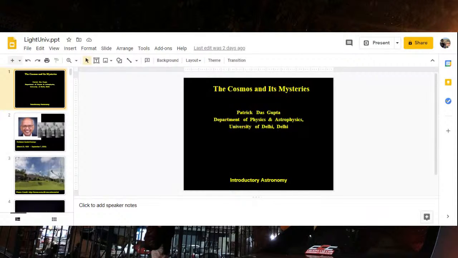Shubham is asking, is there a star without having planets? Yes, why not? In fact, most of the stars around us don't have planets. And only those stars become very interesting which have exoplanets associated with them.